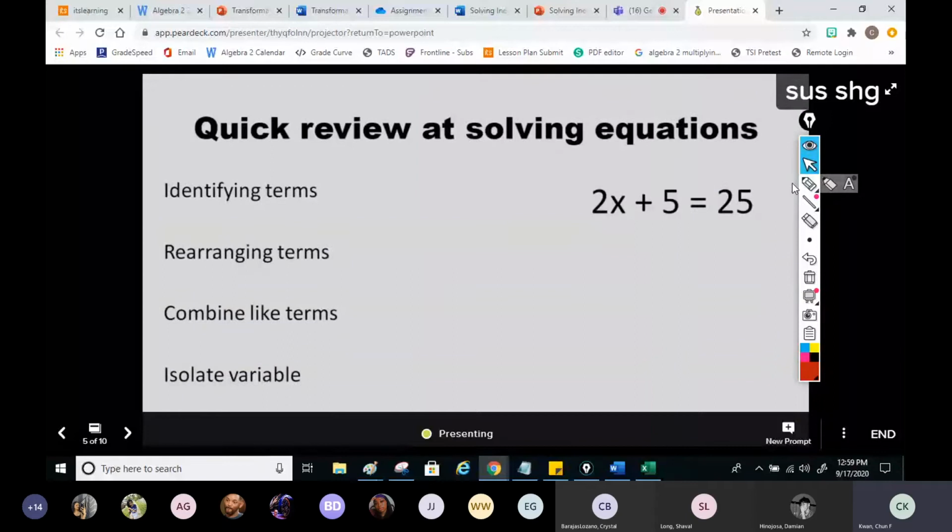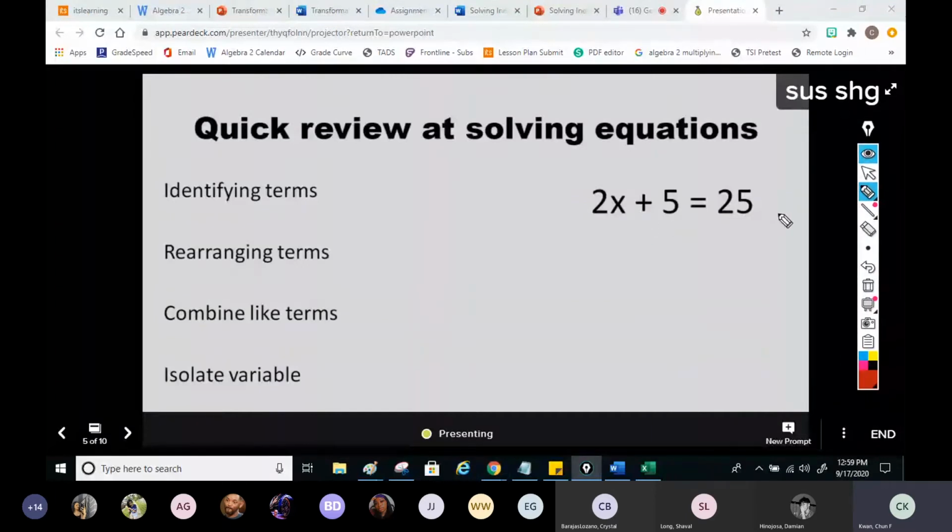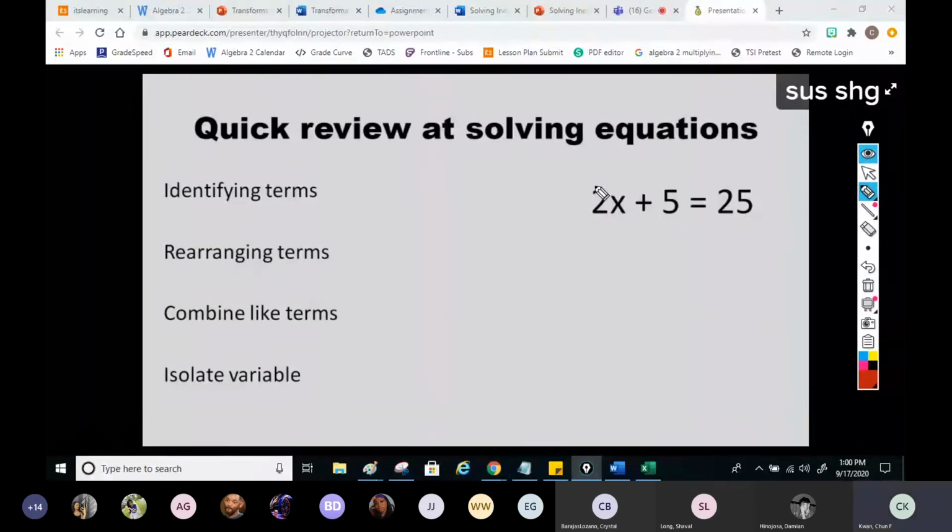All right, so one more problem before we start something that is kind of hardcore. Okay, so right here, you have 2x plus 5 equals 25. So once again, circle the terms, look at them as terms. So you have a positive 2x, positive 5, positive 25. Draw a line through the equal sign. You have your left side, you have your right side.